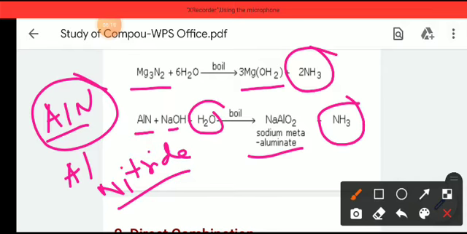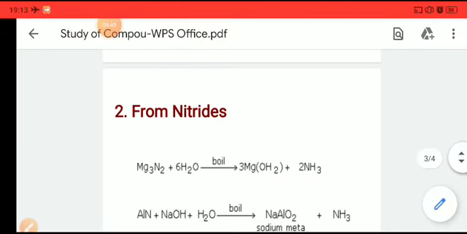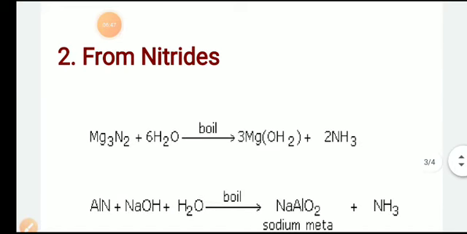Okay, so whenever nitride, either magnesium nitride or aluminum nitride, is reacted with water or along with a slight amount of base, it will form a salt along with NH3. So in this way also we can easily produce ammonia. Okay, so this is the second process by which we can prepare ammonia.